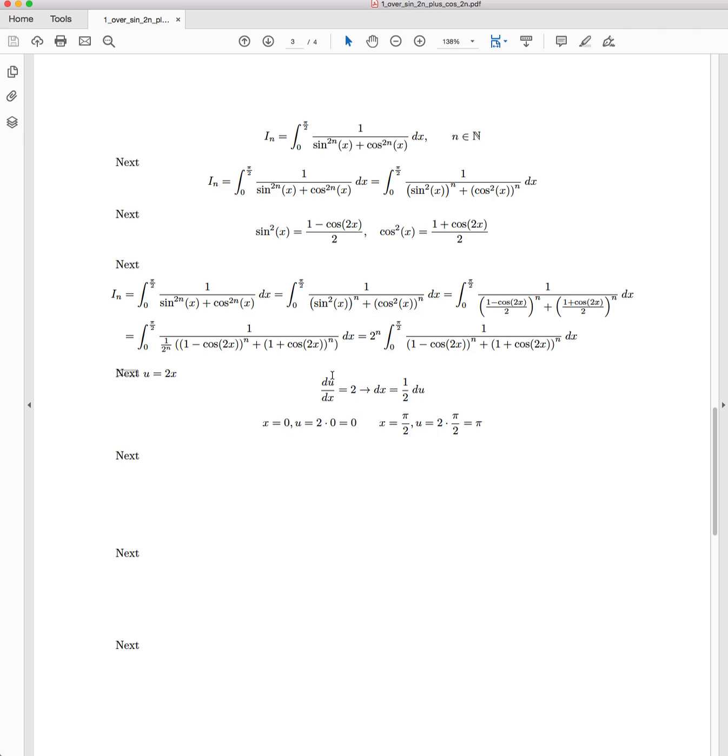Okay, so we let u equal 2x, which means du dx is just equal to 2. Rearranging this into the form of dx equals, we just have 1/2 du, so just multiplying the dx up and then dividing by a half.